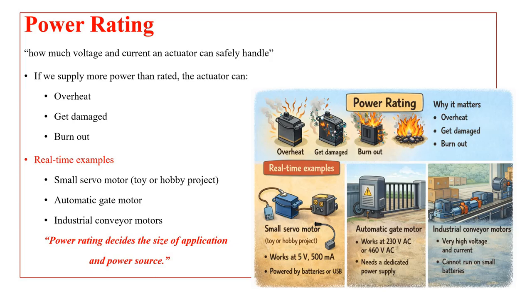Some real-time examples are the small servo motor used in a toy or hobby project, which works at 5 volts and 500 milliampere current, and is powered by batteries or USB. One more example is the automatic gate motor, which works on 230 volts AC or 460 volts AC, and needs a dedicated power supply. Another example is the industrial conveyor motors, which require very high voltage and current, and cannot run on small batteries. So the power rating decides the size of the application and also the power source.